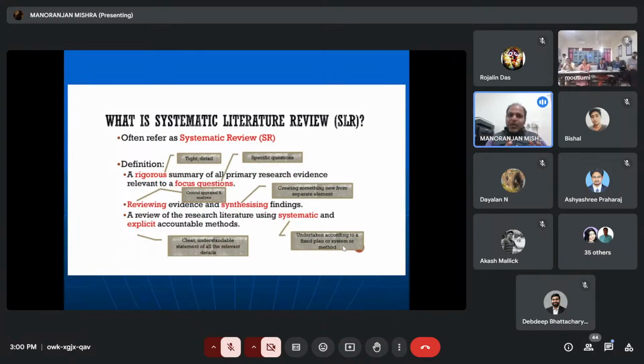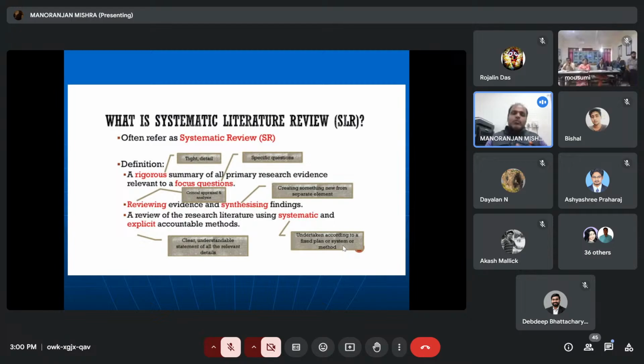It is a rigorous summary. This is the first point. It's not a shortcut. It's a way you develop your understanding in your field. Then you have to be focused on your question. Then you have to review the evidences. You have to synthesize the findings. Then if you want to publish it, it should be systematic and explicit, meaning the methodology should not be controversial or questioned. So these are the points on what is the difference between systematic review and literature review.